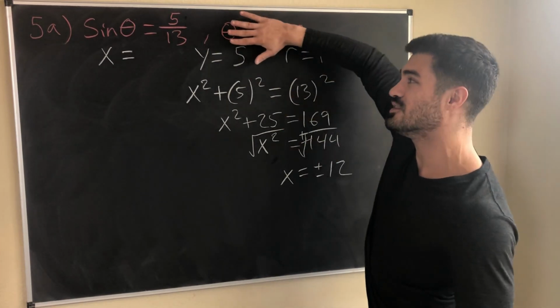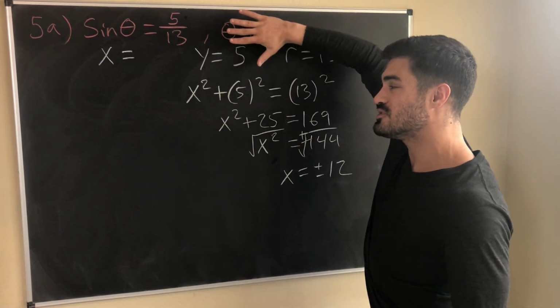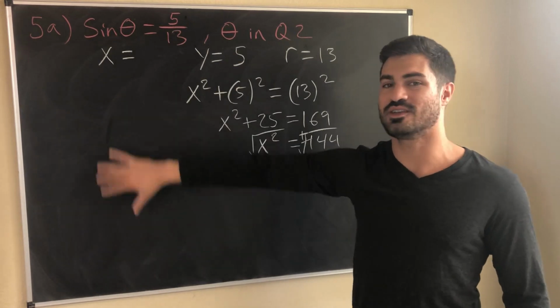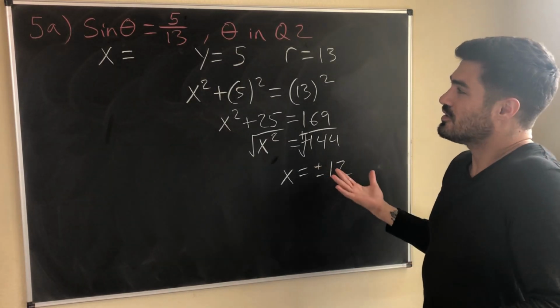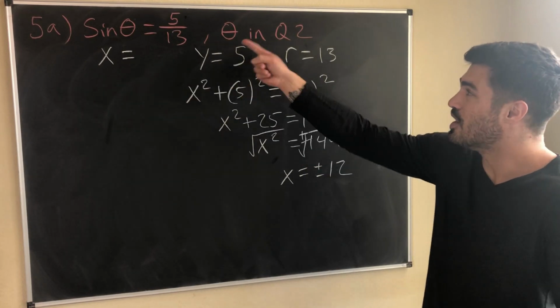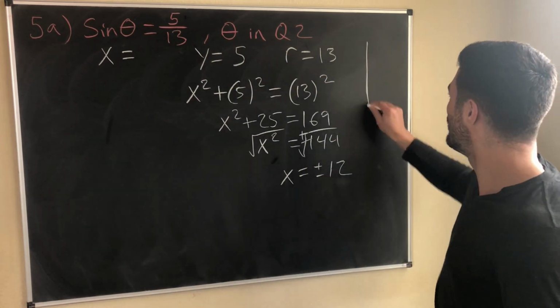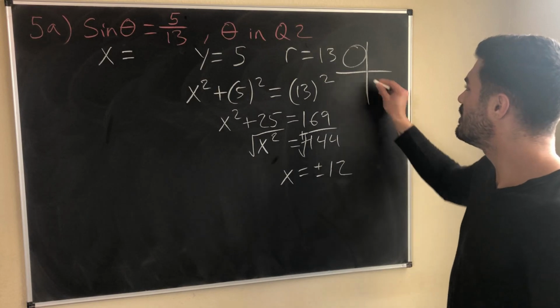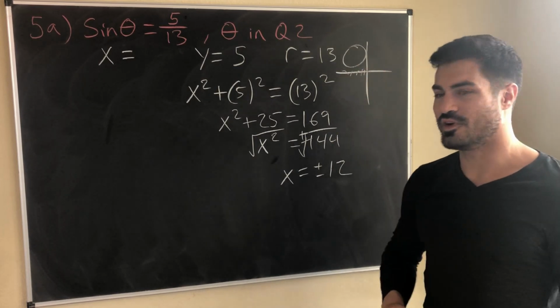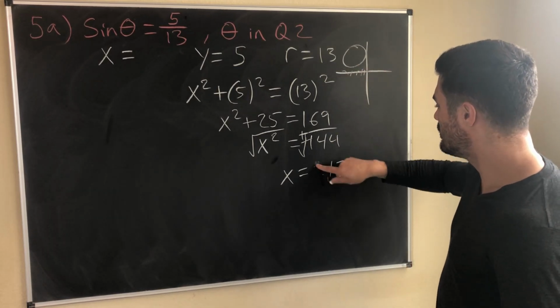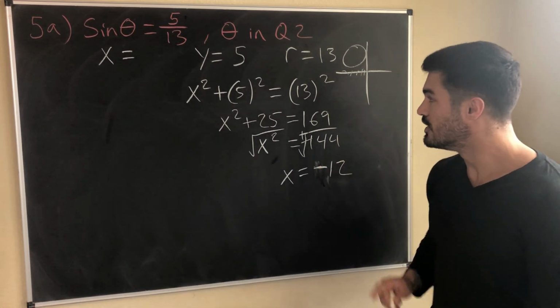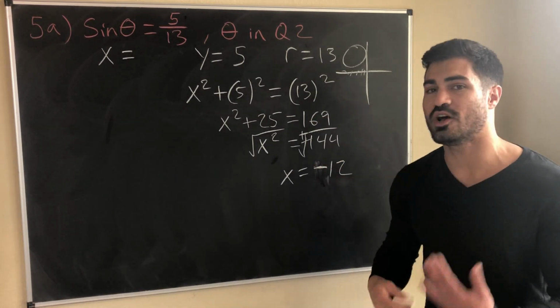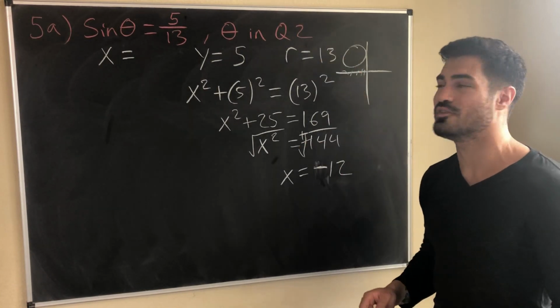If we were just given this, sine theta equals 5 over 13, it wouldn't be enough to find those 5 exact values. It wouldn't be enough because we wouldn't know, is x positive or negative? We don't know. Either way, it works out, right? But since theta is in quadrant 2, that's over here, x's are all negative over here. So it has to be negative 12. Let me quickly erase that. Negative 12. There we go. So that's what tells us whether our x is positive or negative. That's why we need that quadrant information.